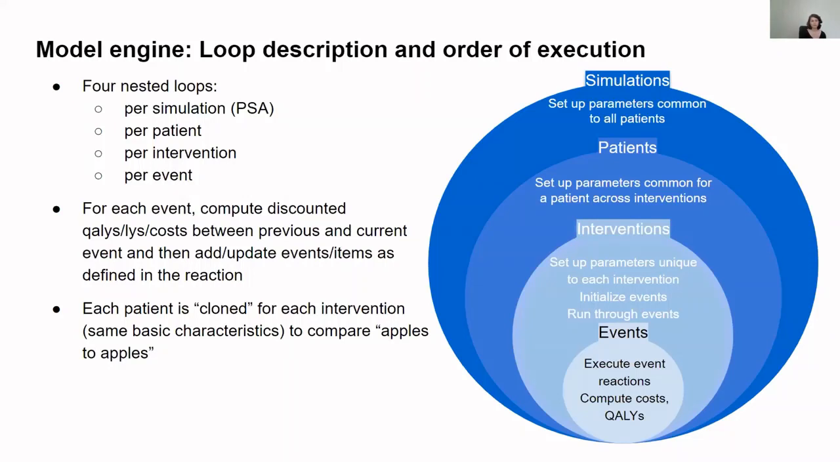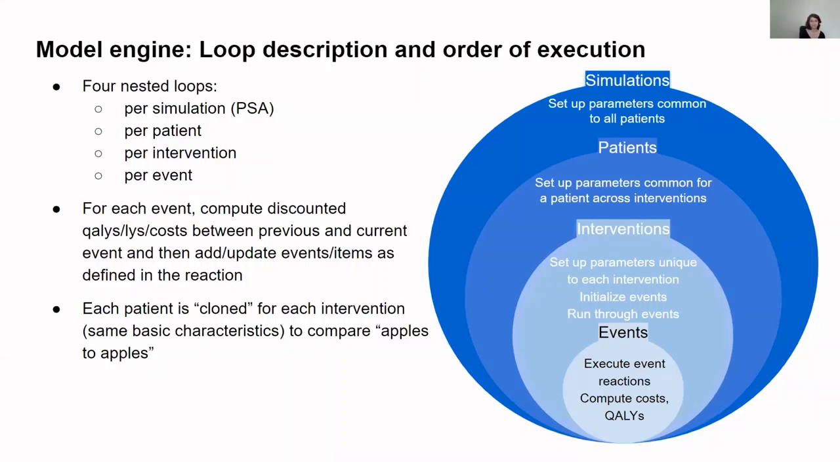Here we are looking at all of the reactions that are being executed, for example, modifications to certain parameters, modifications or updates to event times that are influenced by the event currently happening, and so on. And also within this loop, the costs, discounted costs and QALYs are calculated, based on the current event and the previous event that happened.